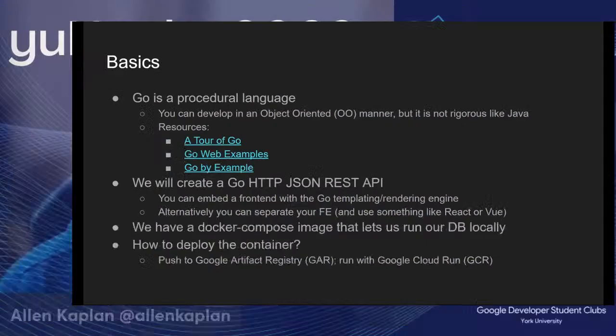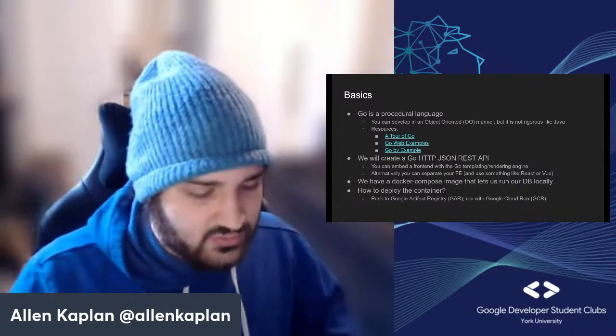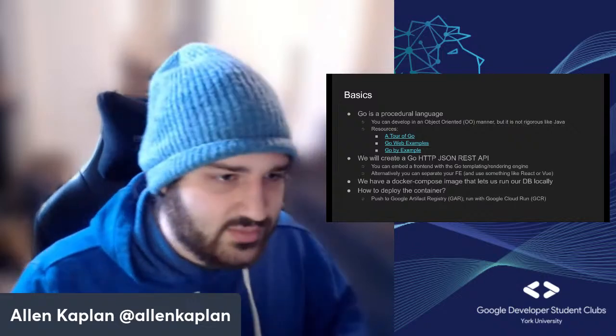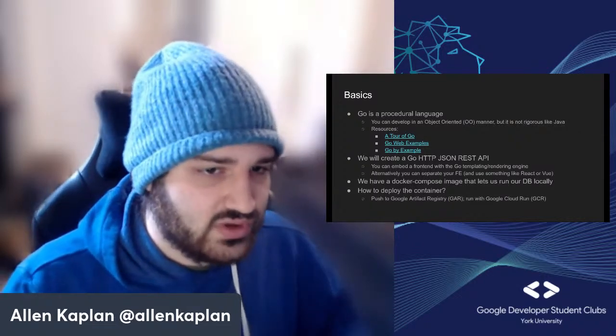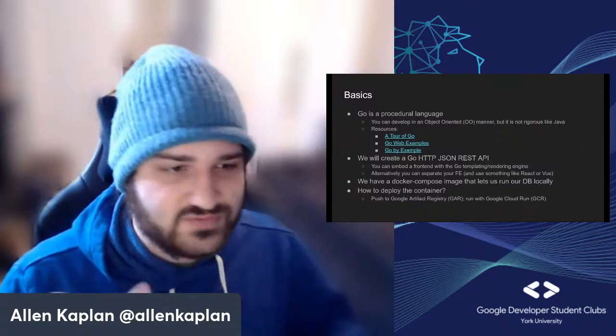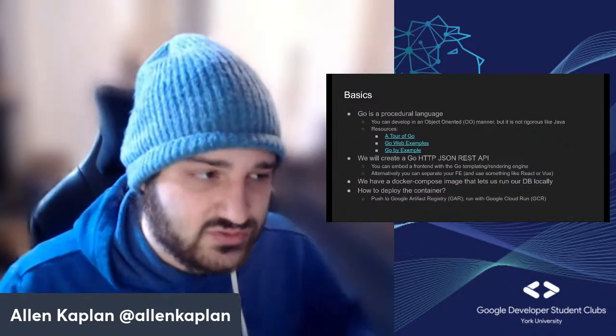Go is a procedural language, and that essentially means that although it might look more similar to the way you're programming in Java, sometimes it's not object-oriented. It's not as rigorous, and it lets you code things in an order and just follow the order that's given.